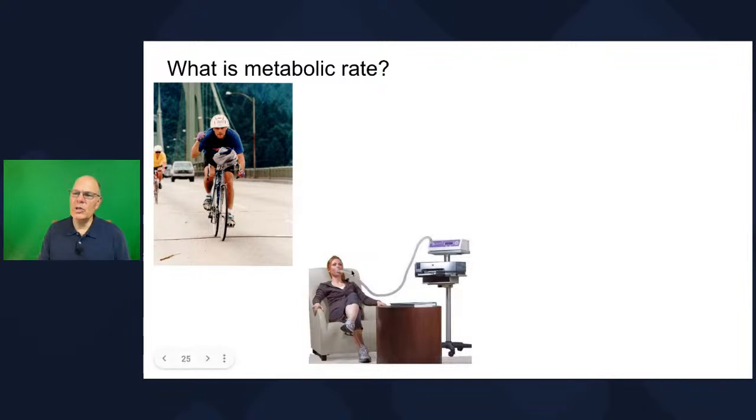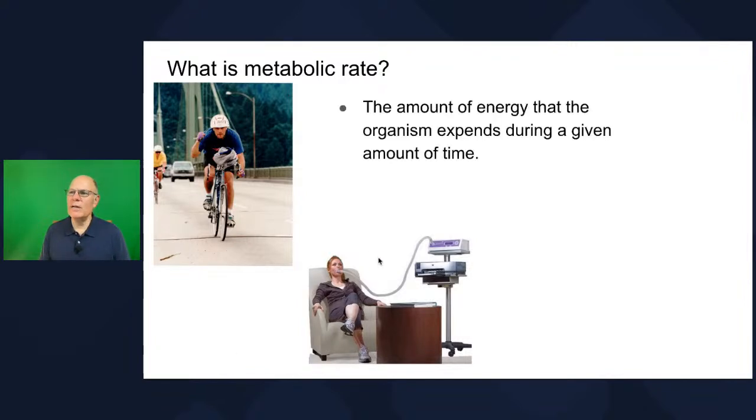And here's a person whose resting metabolic rate is being measured. So what is metabolic rate? It's the amount of energy that an organism expends during a given amount of time. Calories per hour. That's a metabolic rate. If you're working out at the gym and you're on an elliptical trainer, you can see that. You can also see watts.